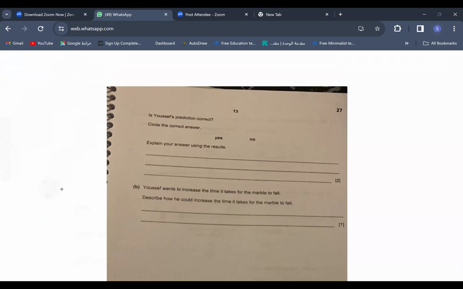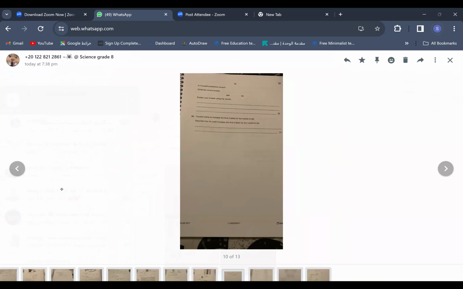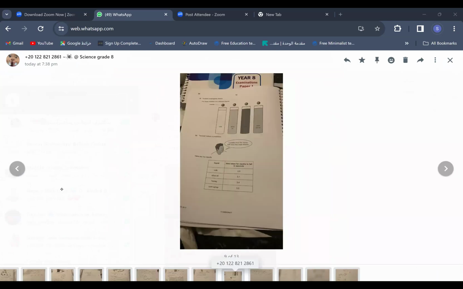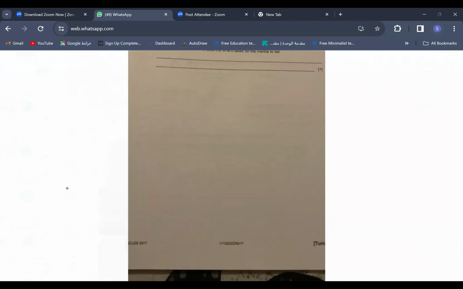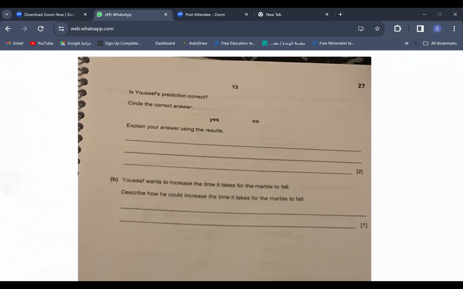Alhamdulillah. Is Yusuf's prediction correct? Circle the right answer. His prediction is wrong. His prediction was for the honey. He predicted that the honey will have the most friction, while this is not true. Okay, so it's no. Give me an explanation using the results. Corn syrup takes more time, which means it has more friction.